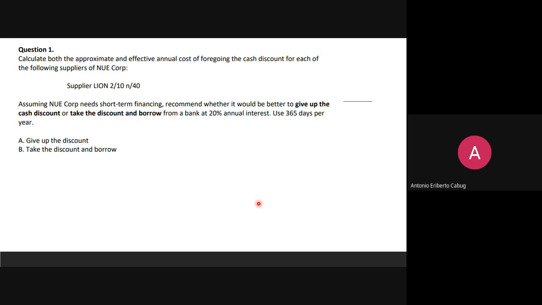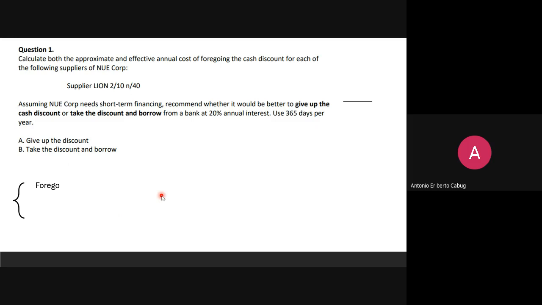So far B ang mga sagot ninyo. But may I know what are those rates? The rate of giving up the discount, what's the financing cost or interest rate? Then taking the discount and borrowing, that's at 20%.